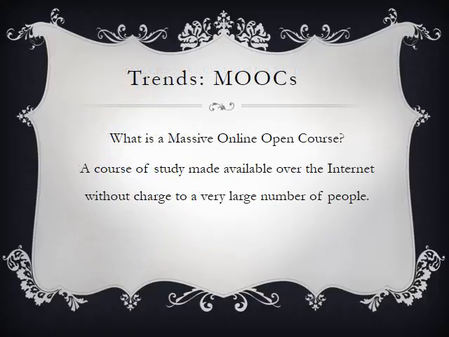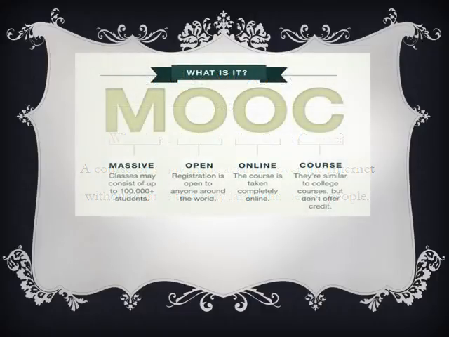Another trend is Massive Open Online Courses, or MOOCs. What is a Massive Open Online Course? It's a course of study made available over the internet without charge to a very large number of people. Massive, the M in MOOC, is massive. The classes consist of up to 100,000 students. It's open. Registration is open to anyone around the world. They're online. The course is taken completely online, and it's a course. It's similar to college courses, but they don't always offer credit. Some of them actually do.